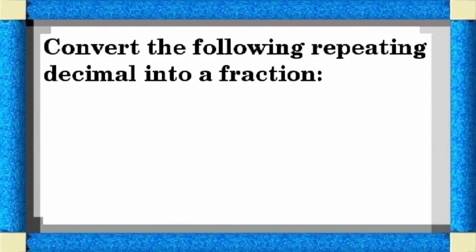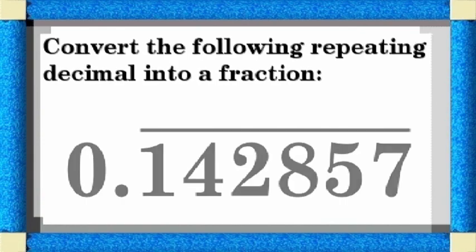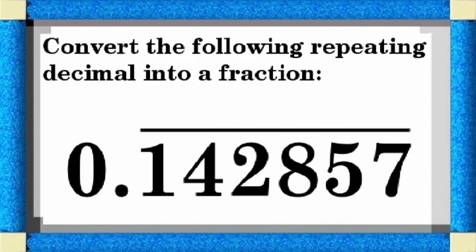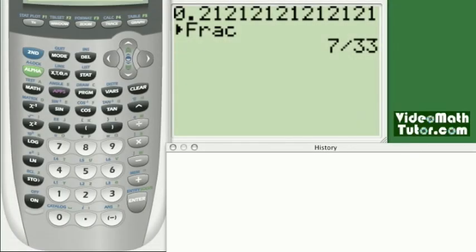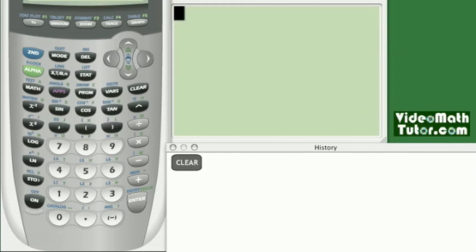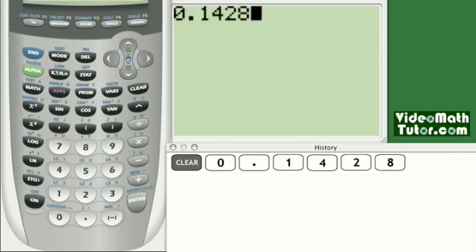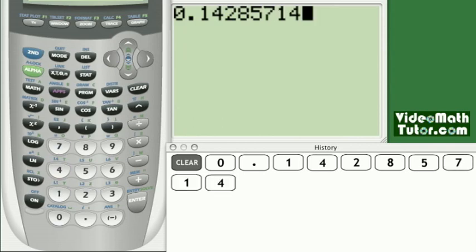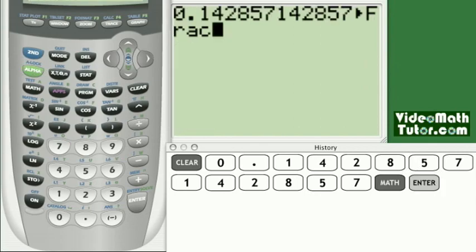Convert the following repeating decimal into a fraction. So once again, we're going to just clear our display and just input our decimal. Now we have to just do it twice since it's a pretty long series of digits. Let's give this a try. Hey, it's only 1/7.